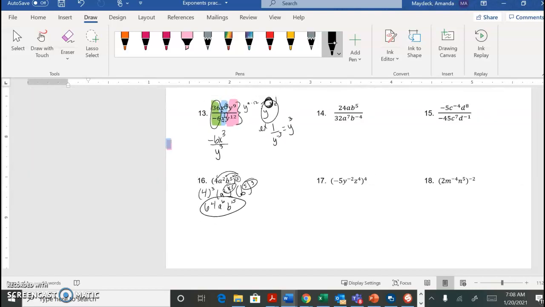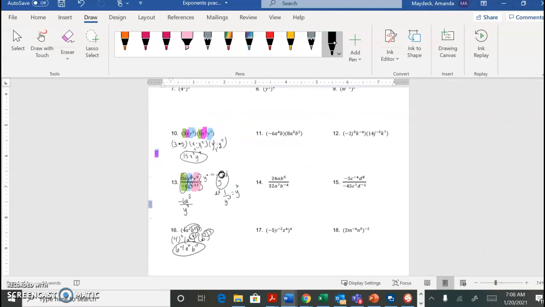Now that I've given you a few different examples of how to simplify more complex problems with exponents, I'd like for you to go ahead and try to do the same thing on the rest of this activity with 11, 12, 14, 15, 17, and 18. If you have any questions, we're going to be going over more exponent rules in class tomorrow, so make sure that you write those questions down and you're ready to get going tomorrow.